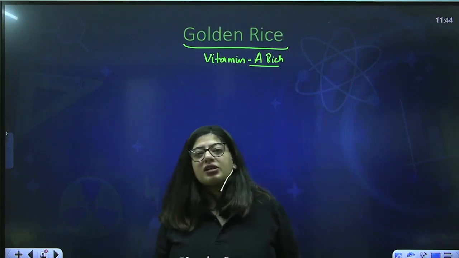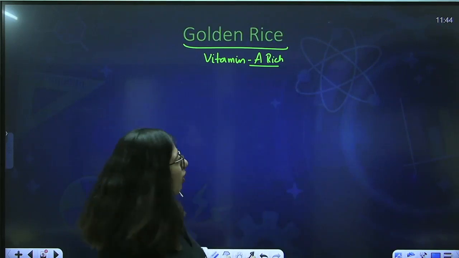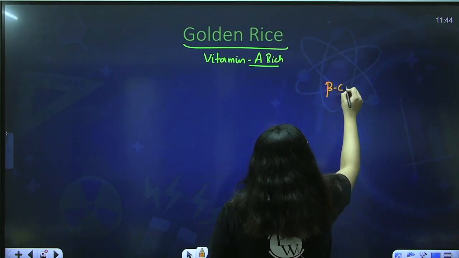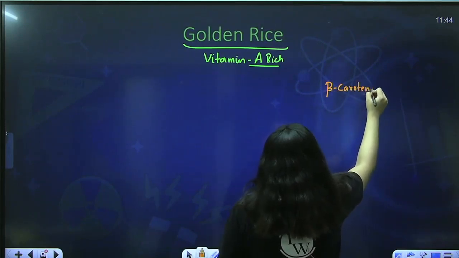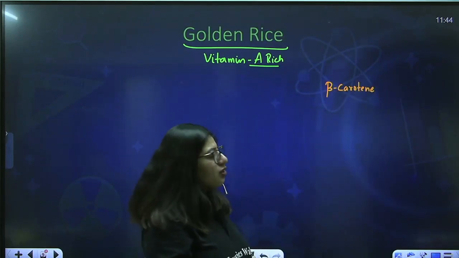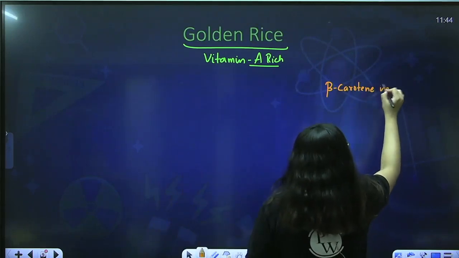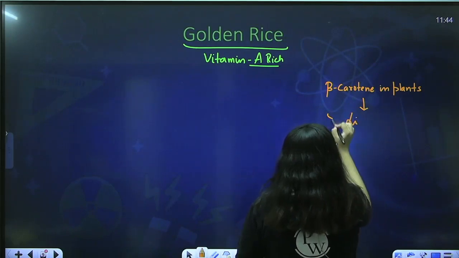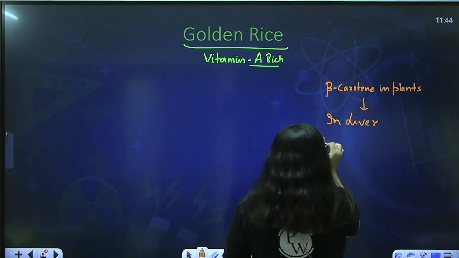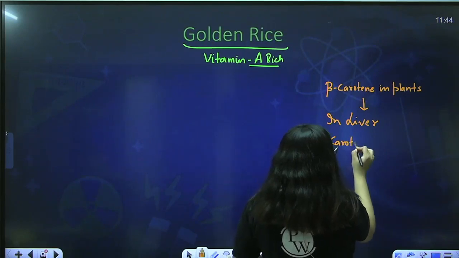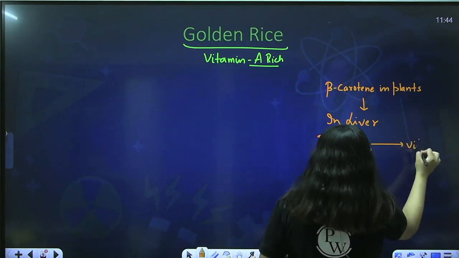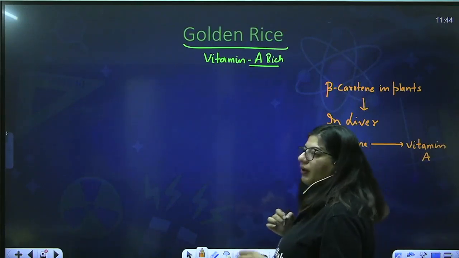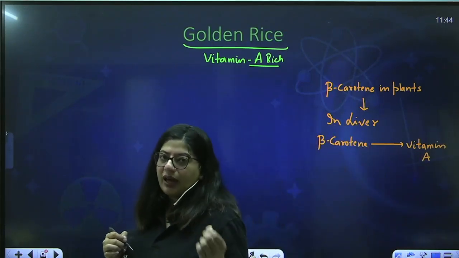Okay, so what's the thing with vitamin A? We never consume vitamin A as such. We always consume beta carotene from plants. Like carrot has a lot of beta carotene, right? So we consume beta carotene which is in the plants, and then it goes into our body. In the liver, this beta carotene is converted into vitamin A. So you can never put a gene of vitamin A, rather you can put the gene of beta carotene in your plant.